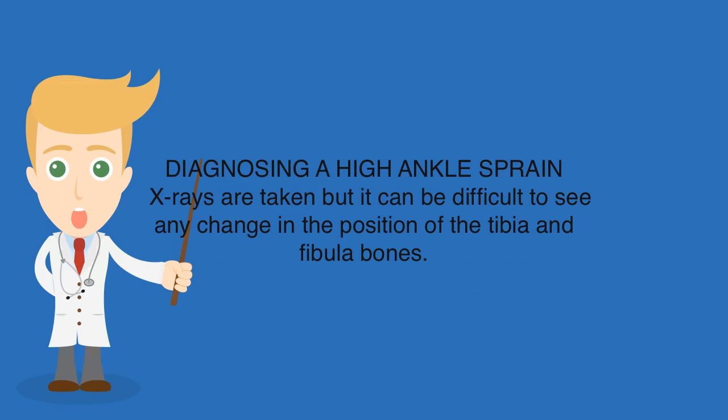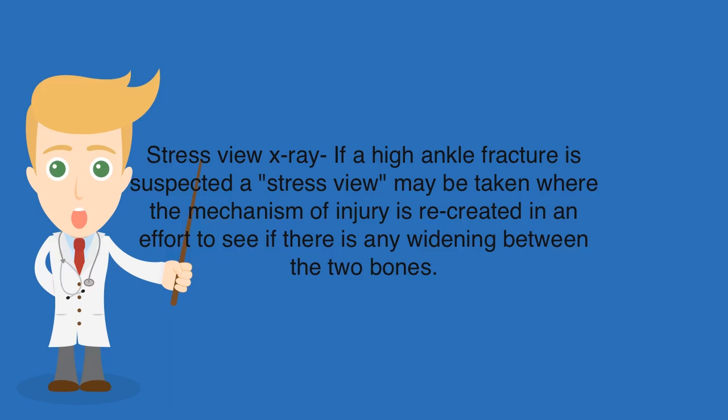Diagnosing a high ankle sprain. X-rays are taken, but it can be difficult to see any change in the position of the tibia and fibula bones. Stress view X-ray. If a high ankle fracture is suspected, a stress view may be taken where the mechanism of injury is recreated in an effort to see if there is any widening between the two bones.